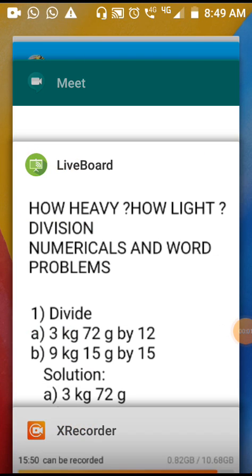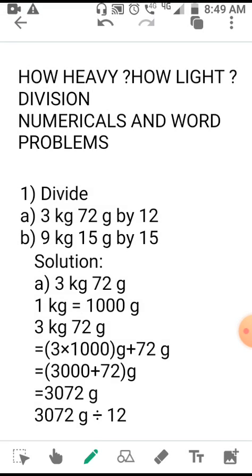Good morning, students. Today we'll be solving word problems based on division and a few numerical problems based on division. As you know, we have already learned multiplication, so the next topic to be learned is division. Please put the topic how heavy, how light, and today we'll be doing division, numericals, and word problems. First question: divide 3 kg 72 gram by 12 and 9 kg 15 gram by 15.